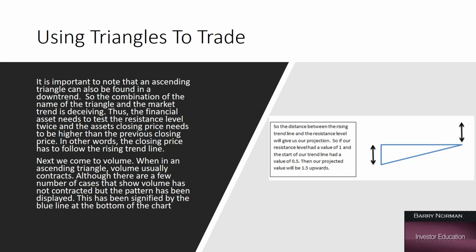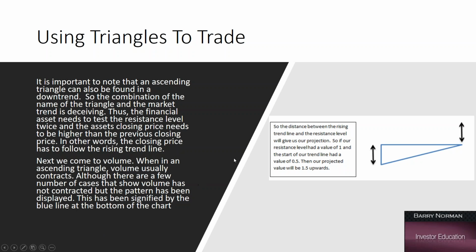This has been signified by the blue line at the bottom of the chart. So when you see volume, it appears on the bottom of your charts. And when you're using your real charts, you can just click on the indicator that says volume and it'll drop it across in the blue lines.